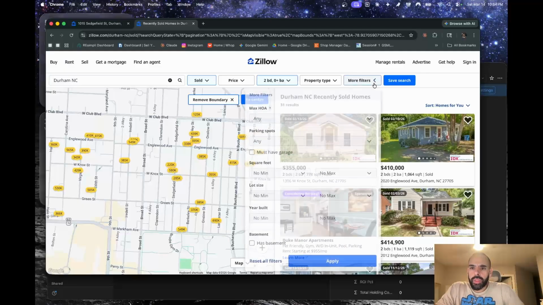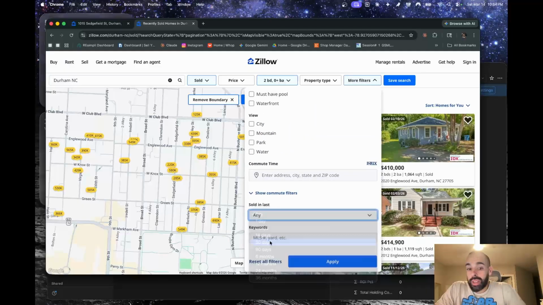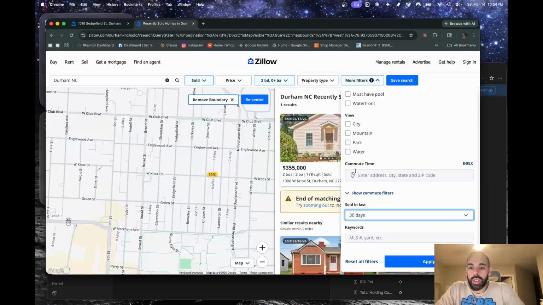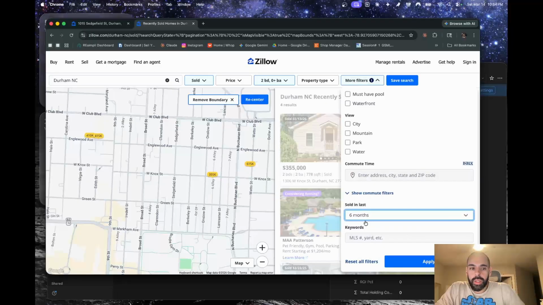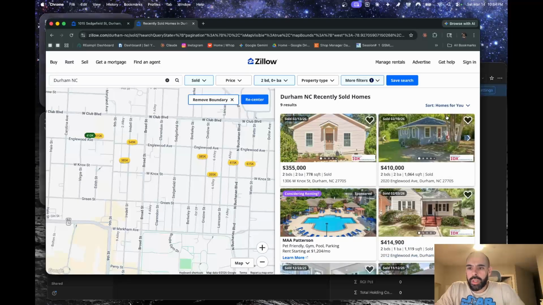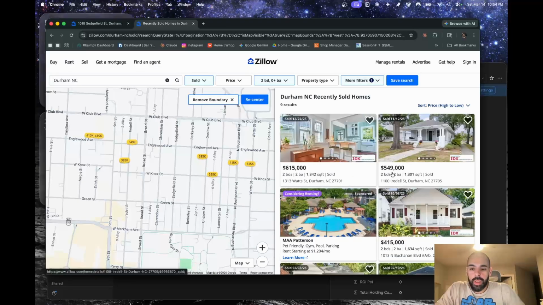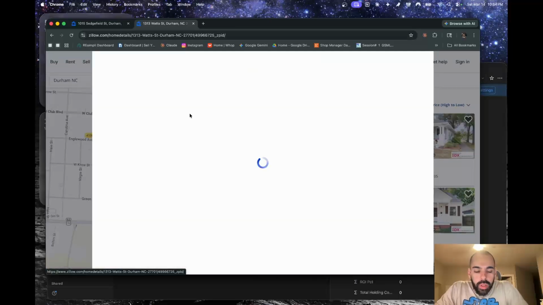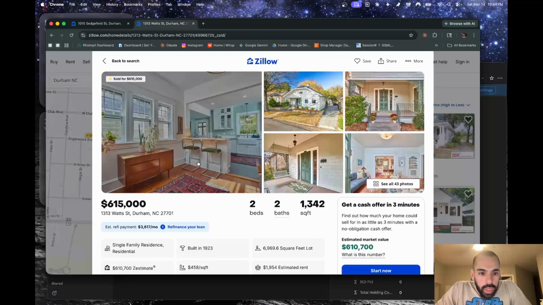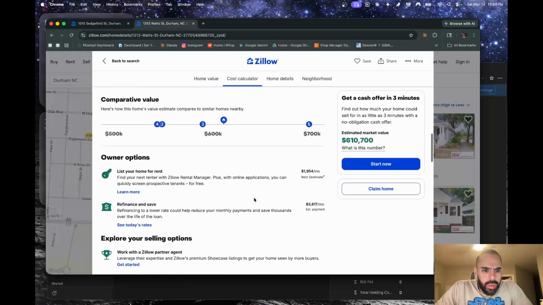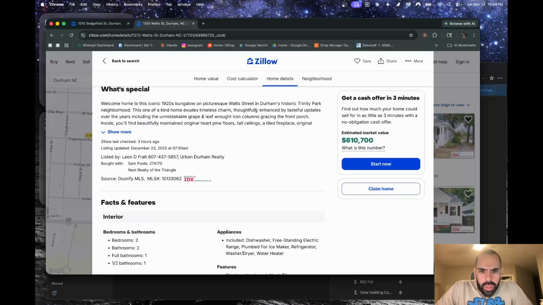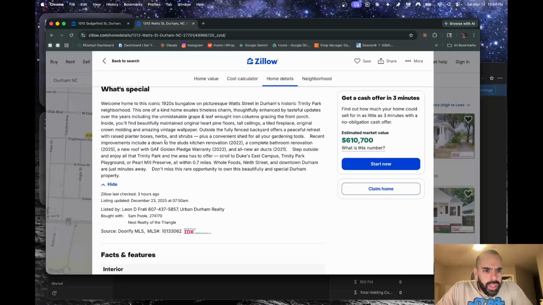I gotta see what's the last 30 days? Just one. Last 90 days. Okay. What about last six months? Okay. Let's work with this for now. That's crazy. Why did this one sell for so much? This looks like an outlier. How much was the lot size? Why did this sell for so much money? What?